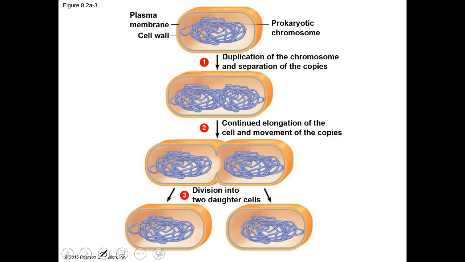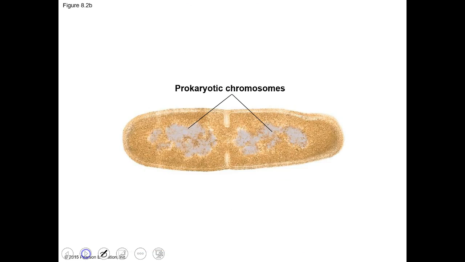Honestly, for eukaryotes, it's not going to be a whole lot different, but it is going to require a few more steps. So here's a prokaryote in the middle of division, and you would see the chromosomes right in here, a circular part in the middle.